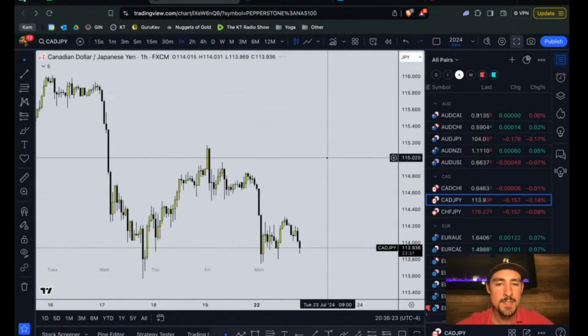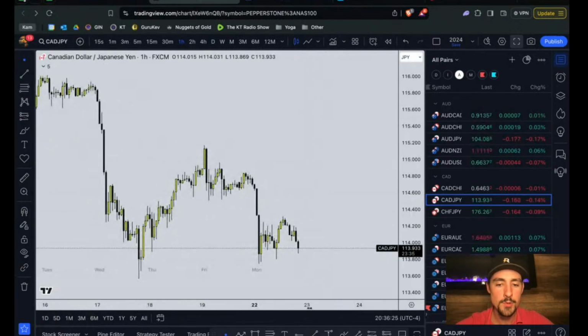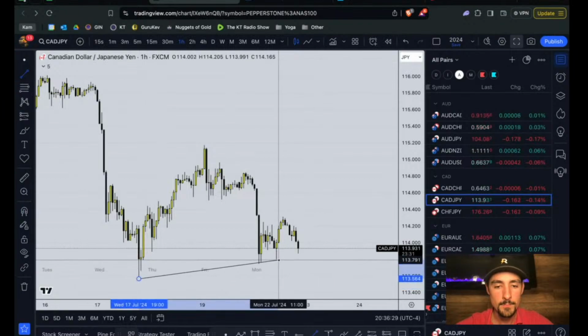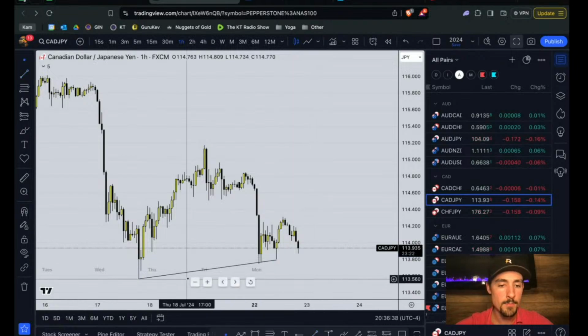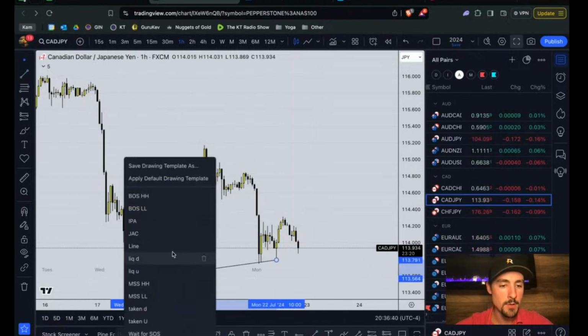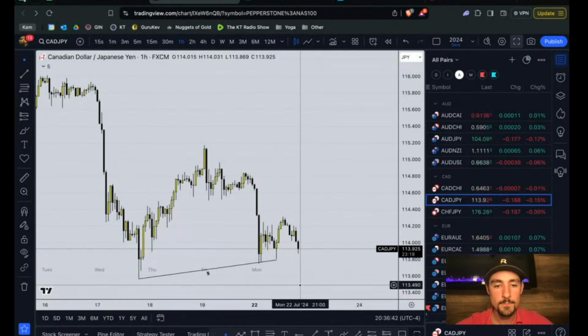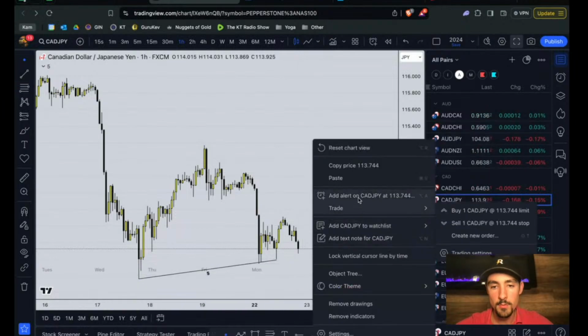But yeah, I guess it's not the most. We're for sure going to see these get potentially run on. I would definitely be confident that these two lows get taken out. We might even take this one out from last Thursday as well. But absolutely looks like these lows are going to get hunted. I'm going to set an alert.